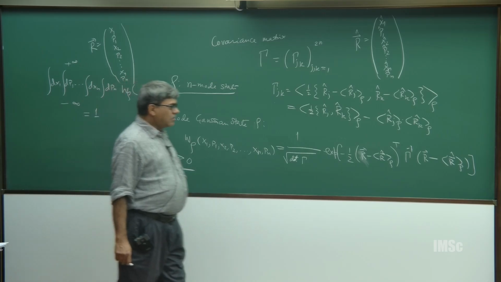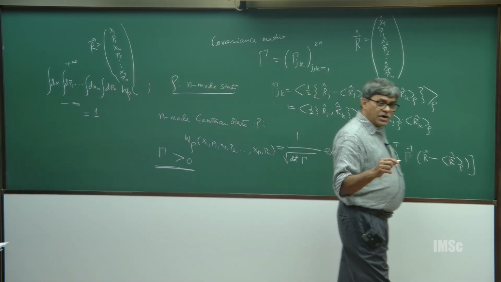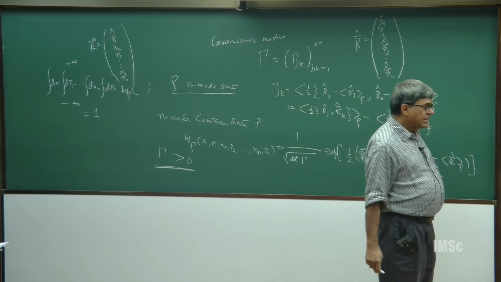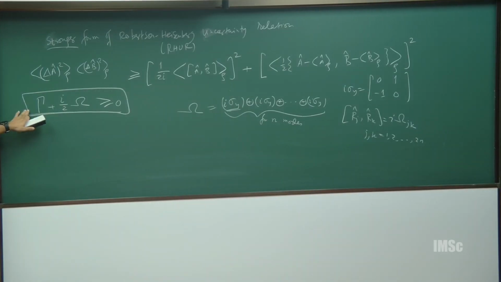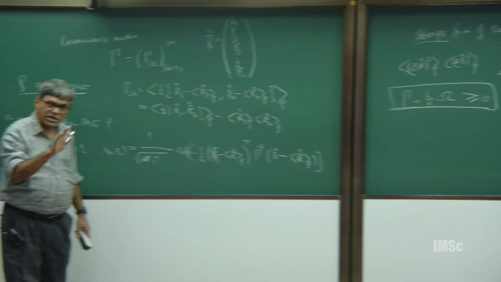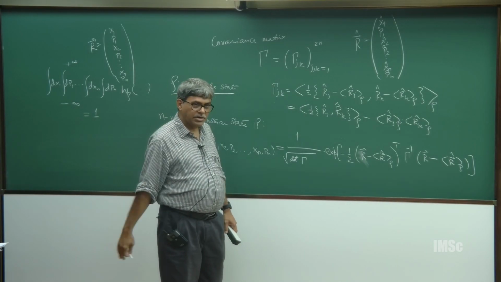Okay. So now, what one can prove, as I said last time, is that this is a necessary condition for an n mode state. For any n mode state this condition has to be satisfied, and this is actually the uncertainty relation. As I said, this is true irrespective of whether your state has a Gaussian Wigner distribution or not, for any state.